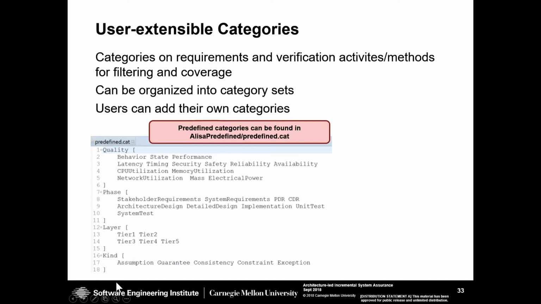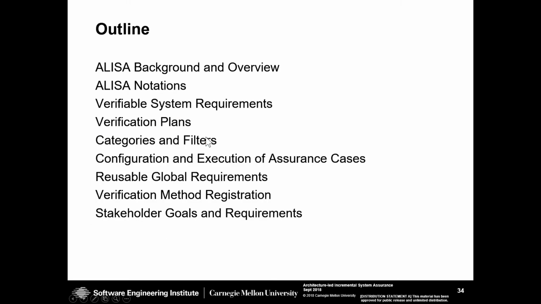We have a predefined set of these things, various quality attributes that we are interested in, various development phases, system layers, and if you want to characterize whether it's assumption or guarantee, or characterize the requirement itself, is it a consistency, is it a constraint, is it an exception that we are dealing with, you can do that, and you as a user can define additional categories. And we then just make use of those in the model. And we saw some examples before where we categorized the requirement, but you can also categorize the methods themselves.